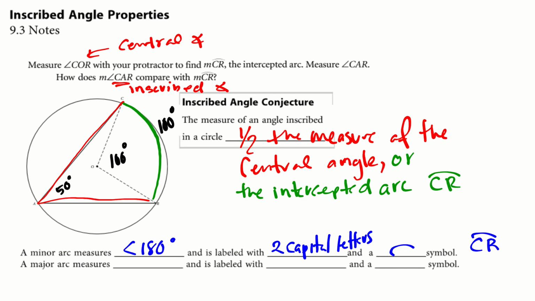We have a major arc. A major arc measures greater than 180 degrees. This one uses three capital letters, and it also uses the arc symbol. So something that measures greater than 180 degrees, not CR, but going the other way, if we go from C to A to R, staying on the circumference of the circle, we can say that arc CAR measures greater than 180 degrees.